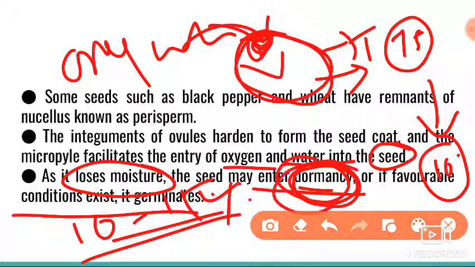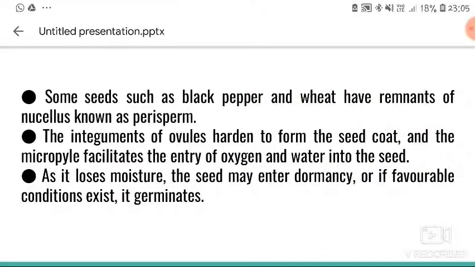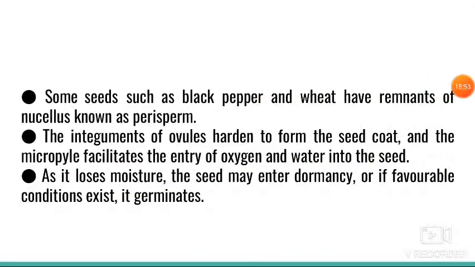But before that, they will undergo dormancy, the dormant stage. It means in that stage the seed is inactive. There is no development or germination of seeds. Such a condition we call dormancy or the dormant stage. This is completely about the seed. These are all the points regarding the seeds. Very simple concepts, very simple methods.